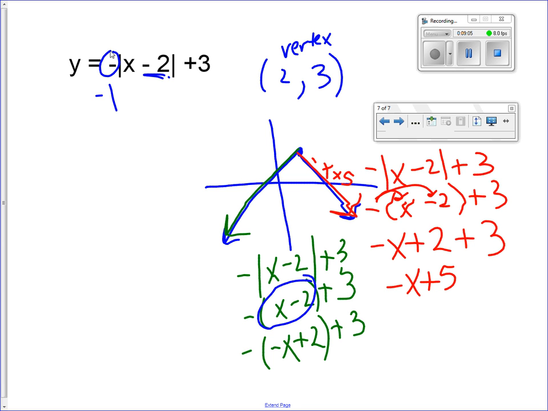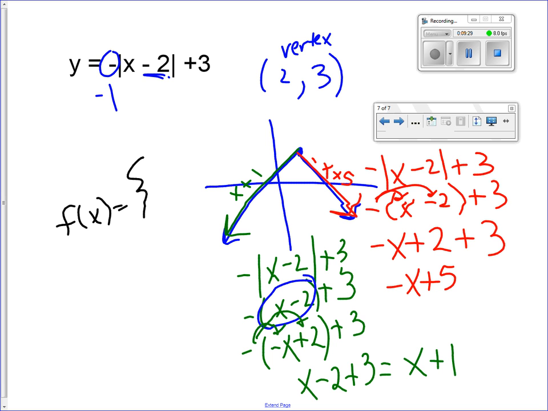Now it's just like the other one. Go ahead and distribute your negative, and then simplify. So the equation of this piece is x plus 1. So the last thing we want to do is write that as a piecewise function. So we're going to write f of x equals, and then write each piece.